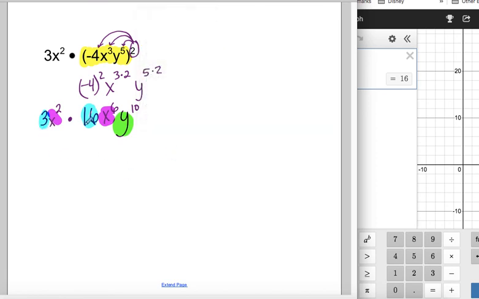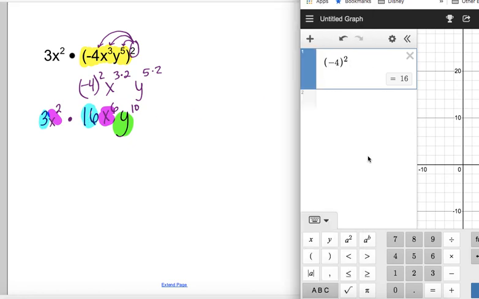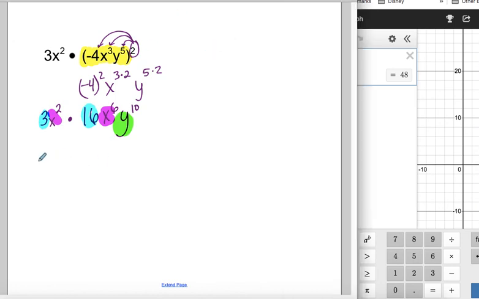So we have coefficients of 3 and 16. So we want to take, in Desmos here, 3 times 16. 48. So we're getting 48 for our coefficient. And then for the x's, 2 and 6, and those are going to be added together because the rule is when you're multiplying like this, you add your powers. And then the y's, we only had this y to the 10, so that's going to stay as is. So our answer is going to be 48, x to the 8th power, y to the 10th power.